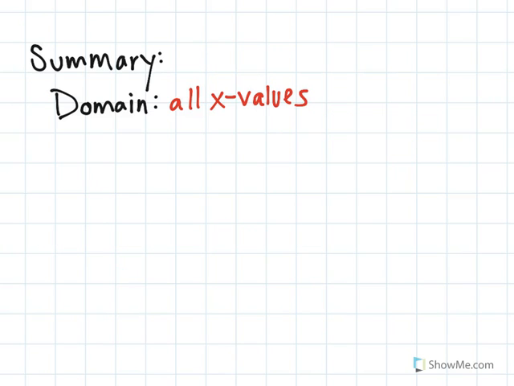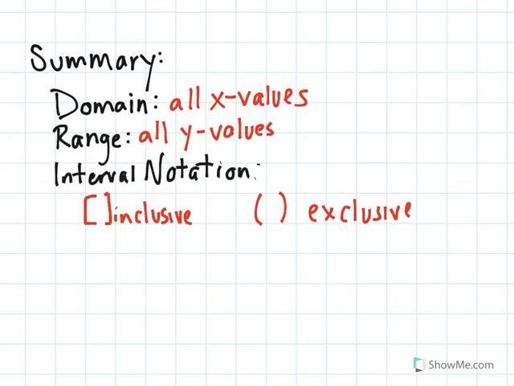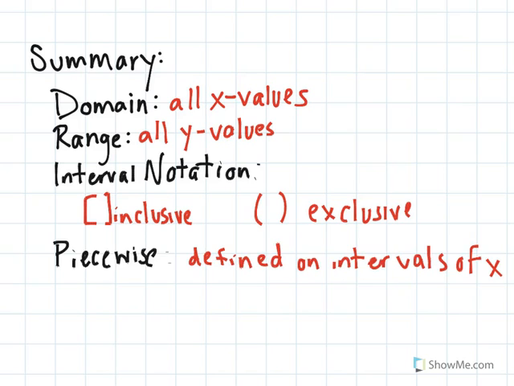In summary, we have the domain, which covers all x values of a function or graph. The range is going to cover all y values. With interval notation, we can either use brackets or parentheses, where brackets are inclusive of a point and parentheses are exclusive of a point. We also took a look at piecewise functions, which are functions that are defined on different intervals of x.